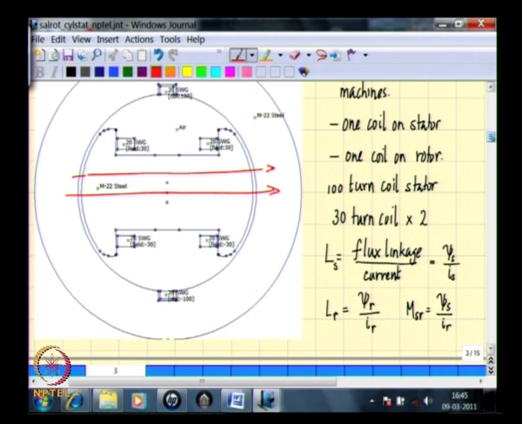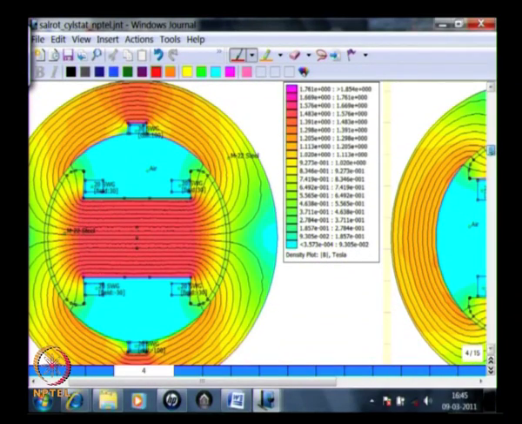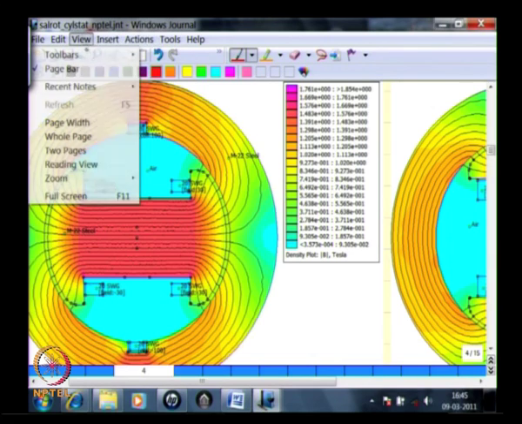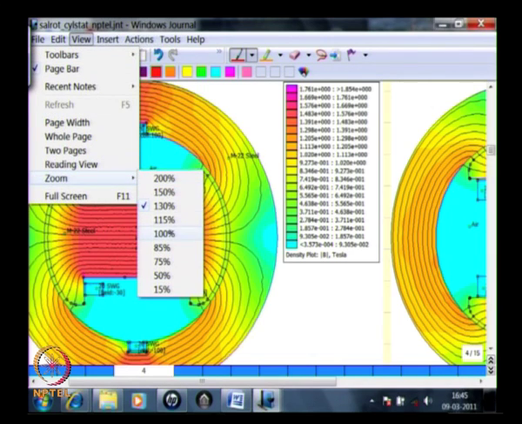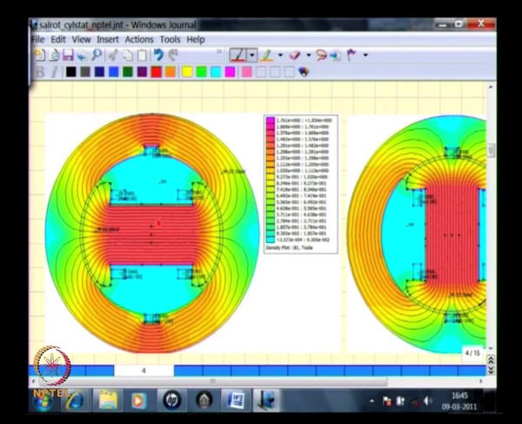Now let's look at an FEM simulation study. So this figure now shows how flux lines have been generated for the rotor aligned horizontally. Remember, this horizontal direction is then the direction of magnetic axis for this coil as well. So what we find is the rotor is now aligned along the magnetic axis of this loop, and you find that the flux density levels are quite high.